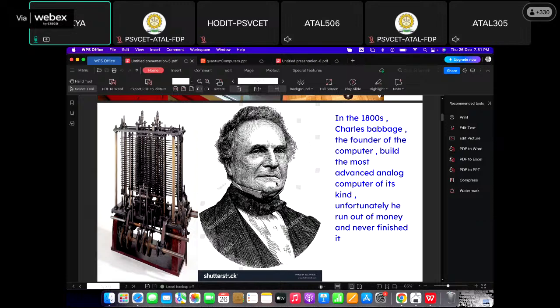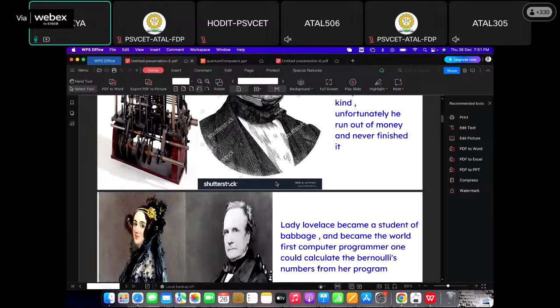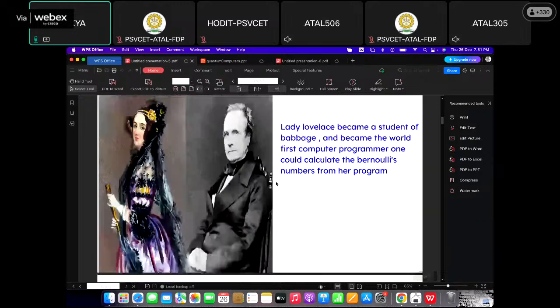I repeat once again. First of all, we got the first analog computers in 1901. Then in the early 1800s, there is a scientist, Charles Babbage, the founder of the computer, who designed the most advanced analog computer of its kind. Unfortunately, because of money and a dispute, he never finished it. Then we have another one of the finest programmers, Lady Lovelace, who became a student of Babbage and the world's first computer programmer. One could calculate Bernoulli numbers from her program.